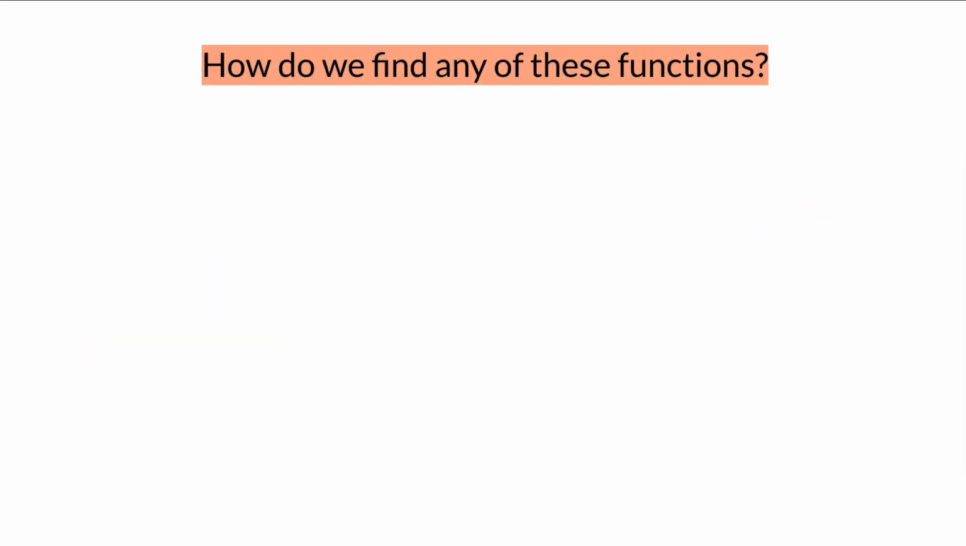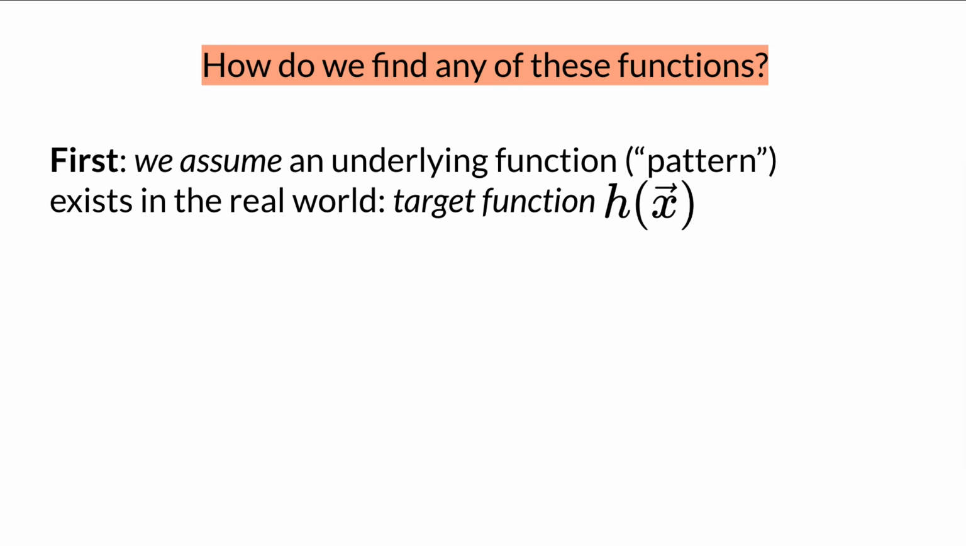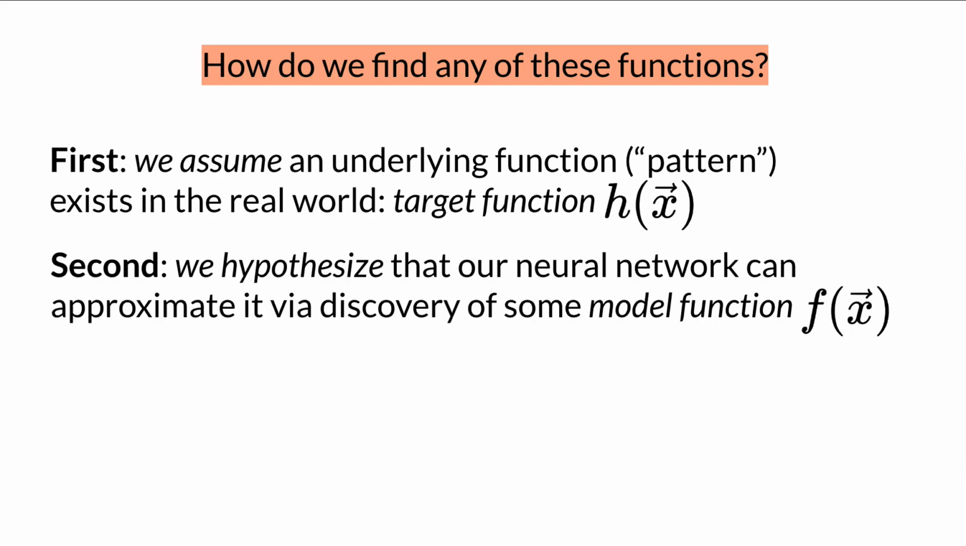So how do we find any of these functions then, these universal function approximations? There are a number of assumptions that are key. The first one is we assume that there is indeed an underlying function or pattern that exists in the real world with the data we're given, and we're going to call this the target function, h of x. Secondly, we hypothesize that our neural network can indeed approximate this hidden function via some model function. So we're trying to make f of x approximately equal to h of x.